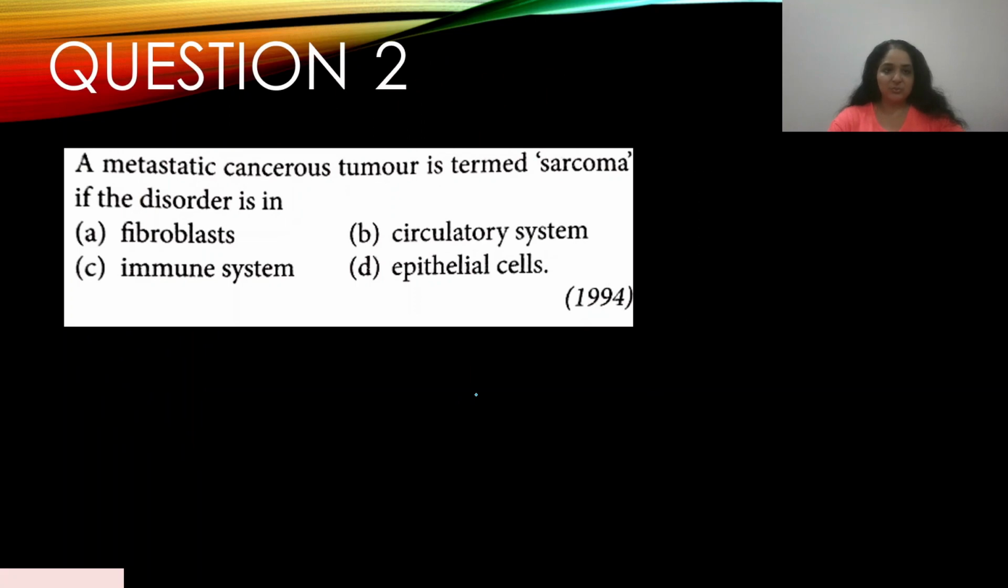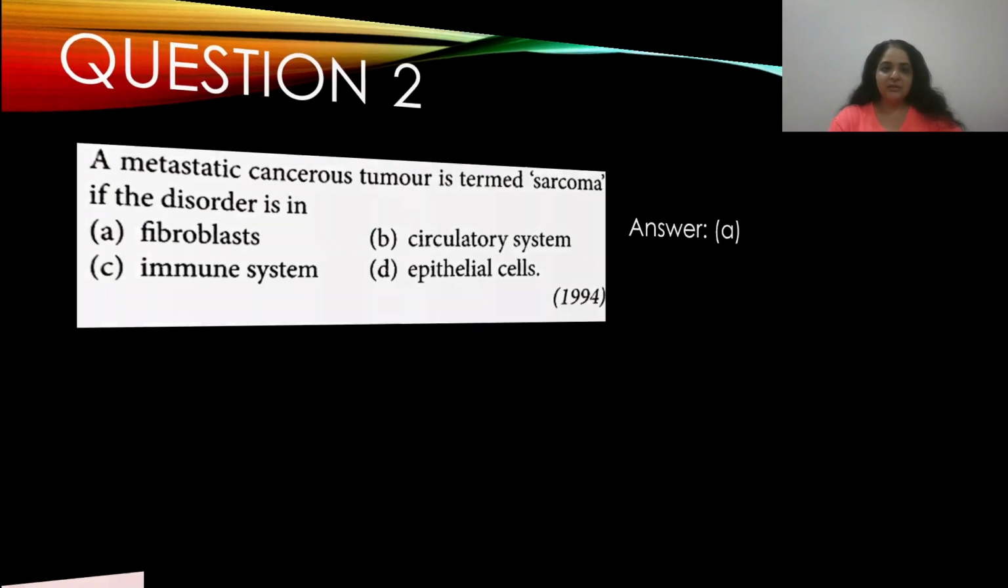Alright, so question number 2. A metastatic cancerous tumor is termed sarcoma if the disorder is, and this appeared in the year 1994, A. Fibroblasts, B. Circulatory system, C. Immune system, D. Epithelial cells. I think we discussed carcinoma and sarcoma last time, right? So sarcoma is the disorder if it is in fibroblasts. Okay, so sarcoma is a tumor of connective tissue. We'll come to that in a while. So the answer is A.